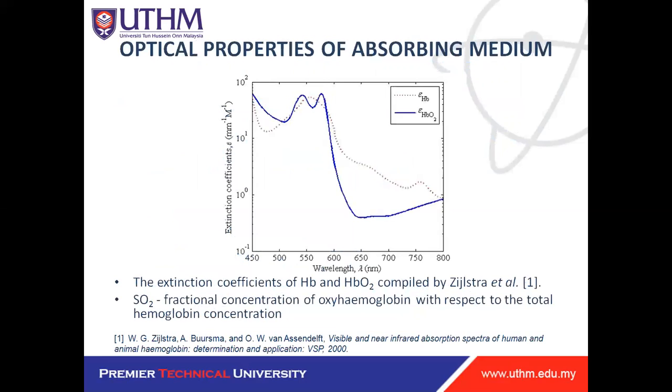Shown here in this figure are the absorption spectroscopy properties of hemoglobin derivatives. The information on absorption and scattering properties of skin tissue can be deduced from light signals reflected from the particular skin site. The SO2 is defined as the blood oxygen saturation value or fractional concentration of oxyhemoglobin with respect to the total hemoglobin concentration.